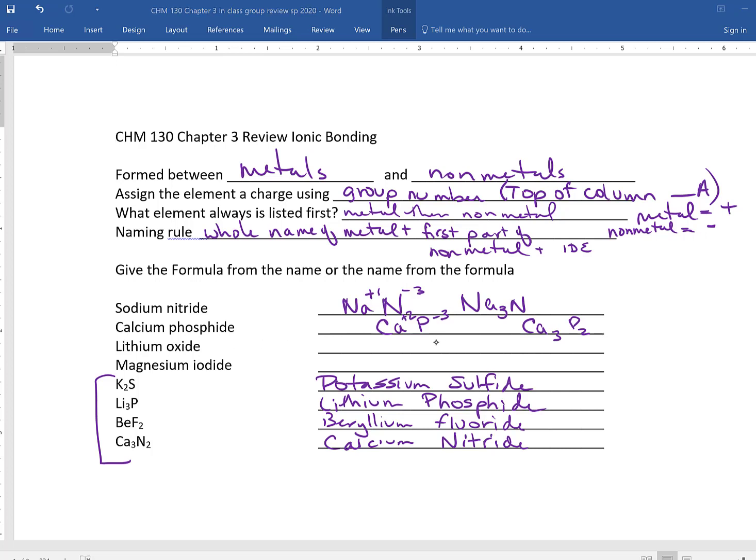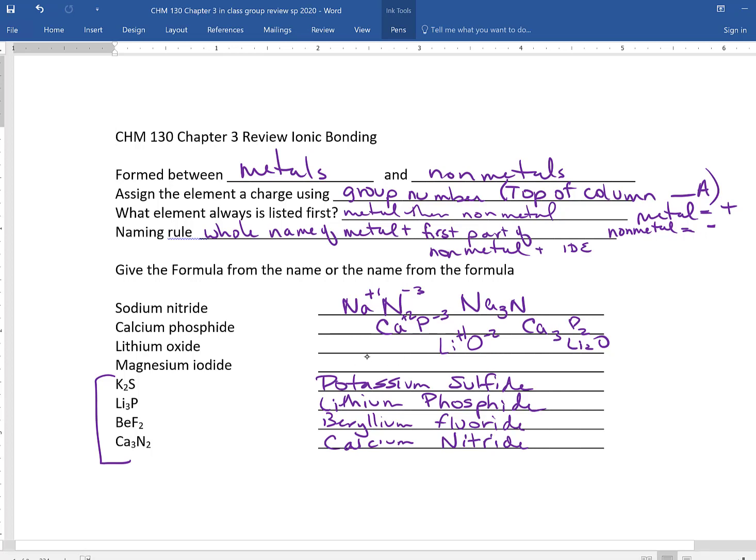Okay, lithium oxide. Lithium is Li. Oxide is O. Charge on the lithium, +1. Charge on the oxygen, -2, or 2-. It doesn't matter if you put the minus in front of or behind. 2-, -2, same thing, just means 2 negatives. Okay, then all you do is swap. Li2O. Simplest ratio already there, so you just leave it as it is.